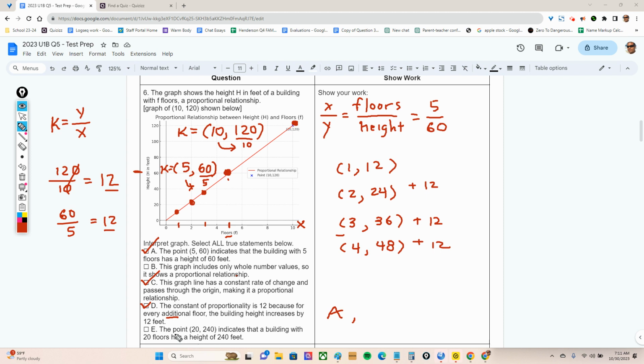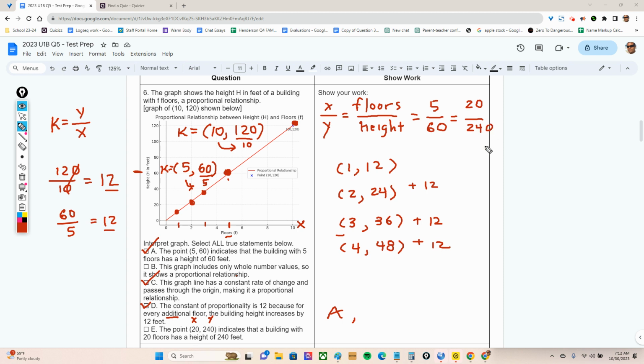Okay. Now the last one, the point 20, 240, we can't see that. So they're asking you to interpret. The point 20, 240 indicates that a building with 20 floors, let's do it like this. Let's add this new point. They said 20 for the X. Notice it's the first number, so it must be the X. Okay. And the Y has to be 240.